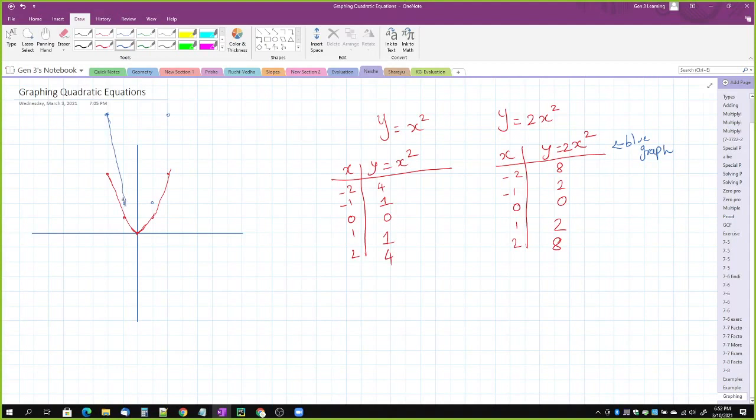So if you're a good artist, you can make a very good graph here. I am not a great artist, but so what do you observe here? What is your observation?